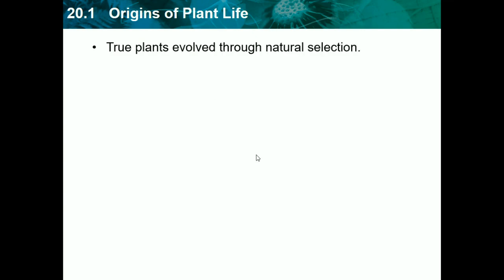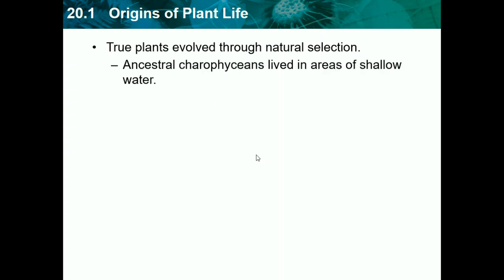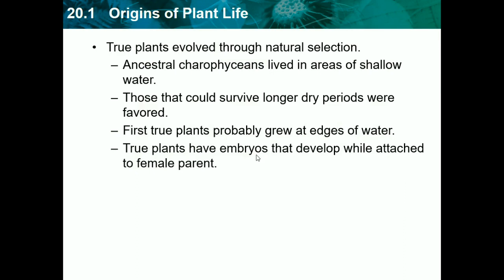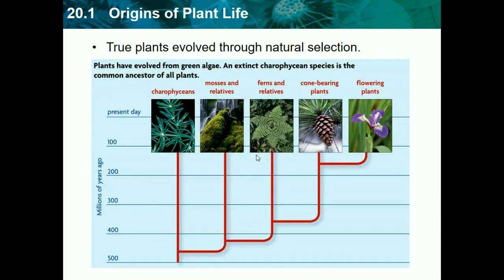True plants evolved through natural selection, which is one of Darwin's theories about how things evolve. Ancestral chlorophysians lived in areas of shallow water, and those that could survive longer dry periods were favored. Since they lived in shallow water, if a drought comes or the tide goes lower, they'll eventually reach the air, and plants that could survive longer dry periods in the air were favored because they survived more. First true plants probably grew to edges of water. True plants have embryos that develop while attached to female parents. This is just showing an evolution tree of how plants came to be.